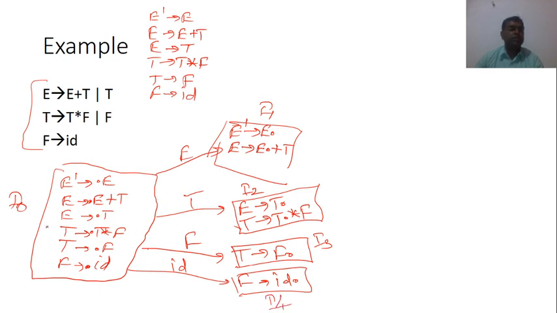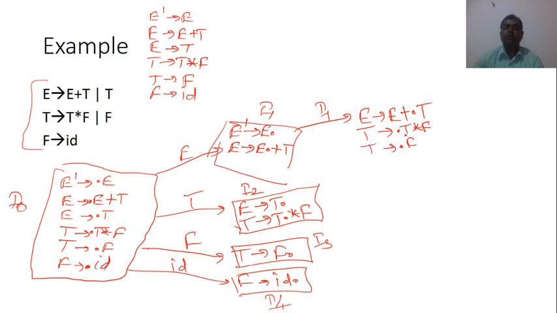All the symbols that are present in I0, I have read those. Now go to I1. Here in I1 I can read plus. So it will be E → E plus dot T. And after dot I am getting T. Just add all the productions of T, that are: T → dot T * F and T → dot F.